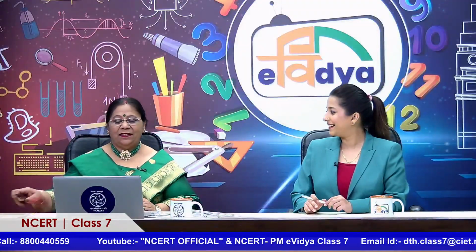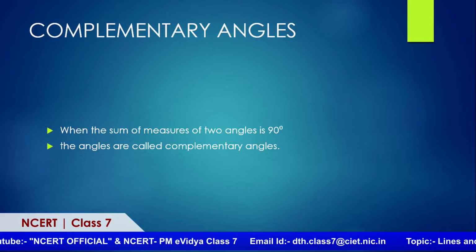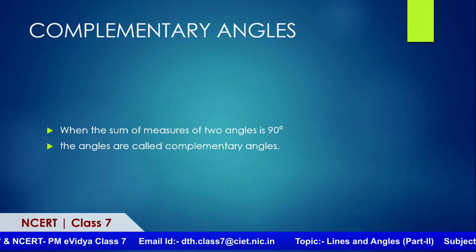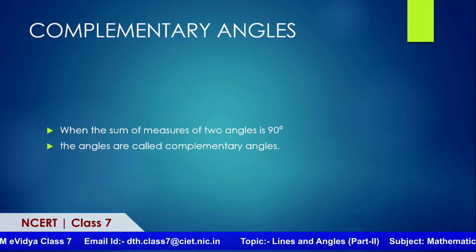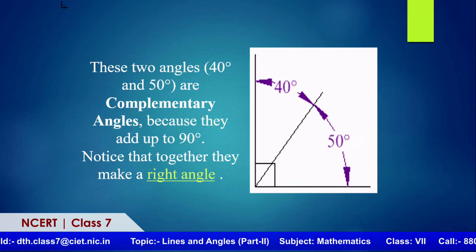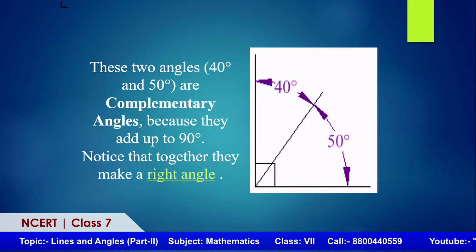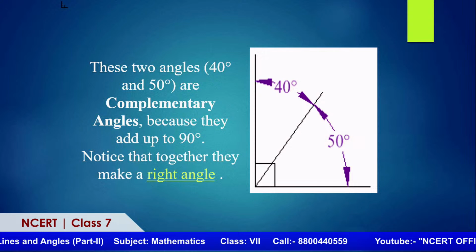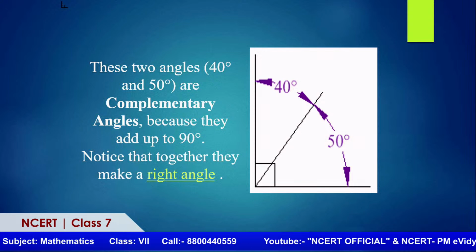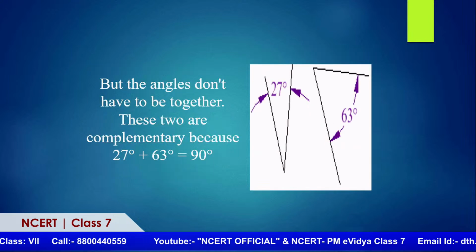Yes. Children, let's begin with complementary angles. What are complementary angles? When the sum of the measures of two angles is 90 degrees, the angles are said to be complementary angles. You can see in this picture that these two angles, 40 degrees and 50 degrees, are complementary angles because they add up to 90 degrees. Notice that together they make a right angle. 40 degrees plus 50 degrees is equal to 90 degrees. So these are complementary angles.